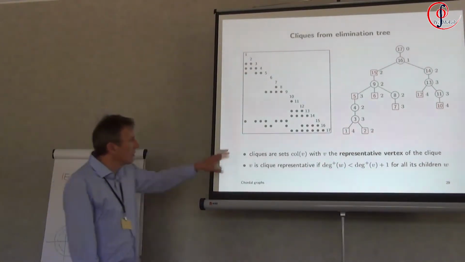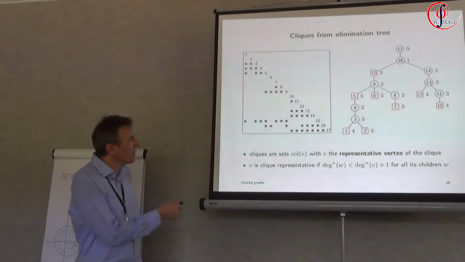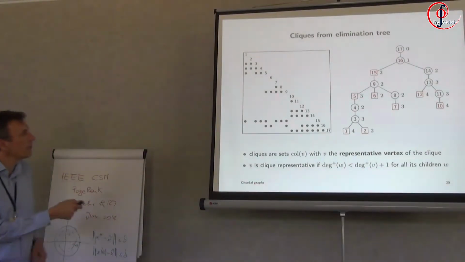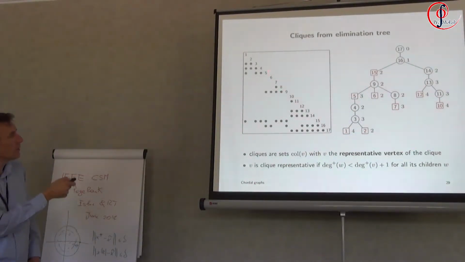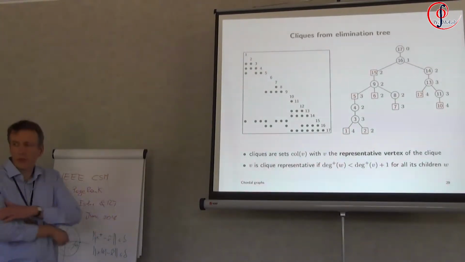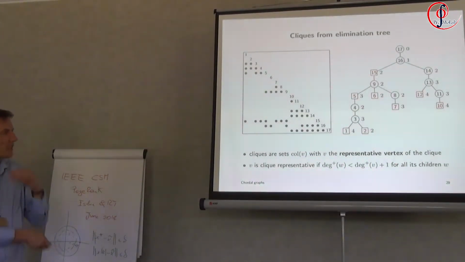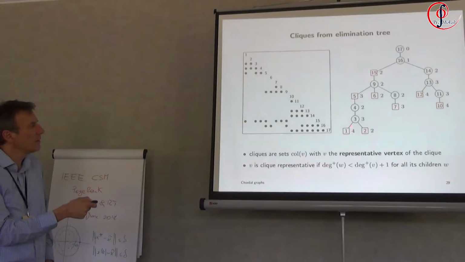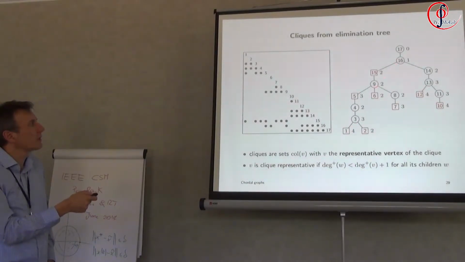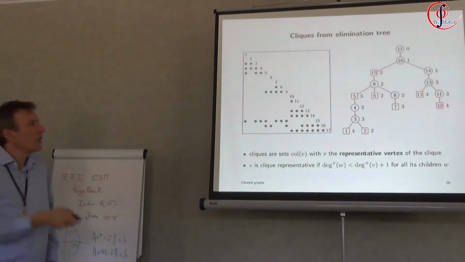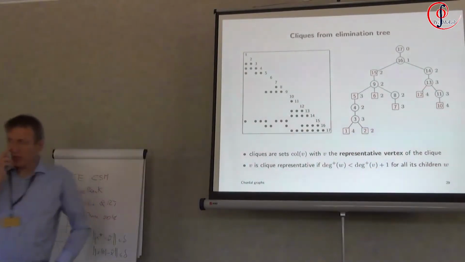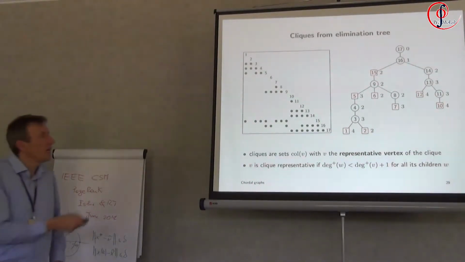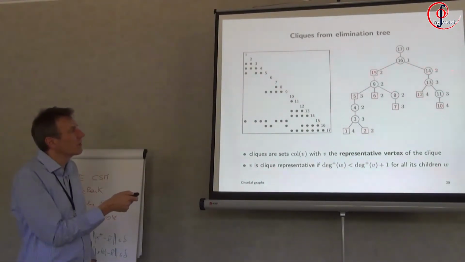Because one can show that every clique must be of this form. Every clique is actually one column in this matrix. So it's just a matter of finding which columns correspond to cliques, and they're called the representative vertices. The representative vertices here are in red, and the rule is that it's easier to say when a vertex in the elimination tree is not a clique representative vertex.